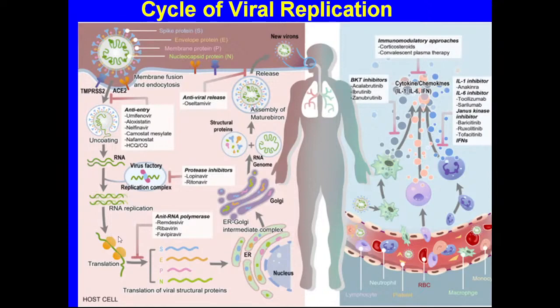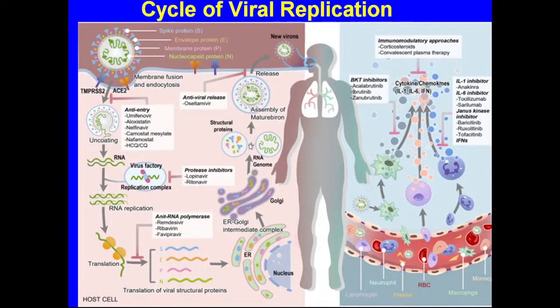viral genome replication. The viral genome replication can also be blocked by inhibitors of viral polymerases. And you can see the names here also. So it means the process of viral genome production can be blocked by anti-RNA polymerases. So this is one more stage in viral replication that can be blocked.